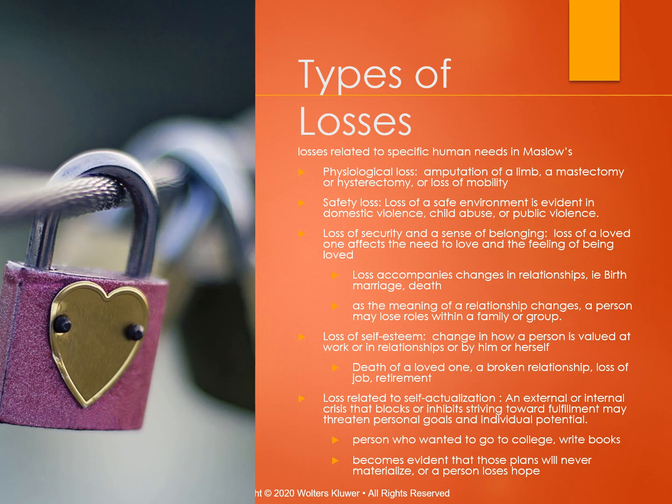Then we move on to loss of security and sense of belonging. So, loss of a loved one. This could also include change in relationship, birth, marriage, or death. As the meaning of a relationship changes, somebody may lose roles within a family or group, right? So even with something like a divorce, a child could lose somebody that was significant to them that they called uncle, and that can be a traumatic experience.